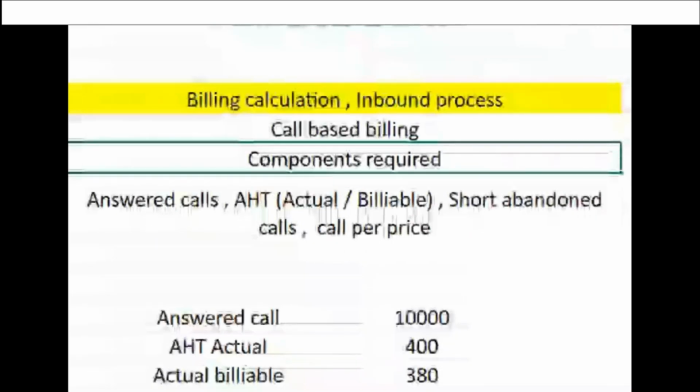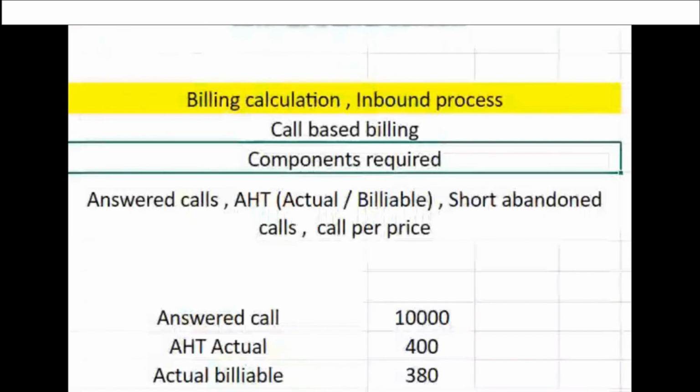After that, we have call per price. It means that for one call, how many dollars a client can pay. I hope that is clear. So now let's go to the calculation part.